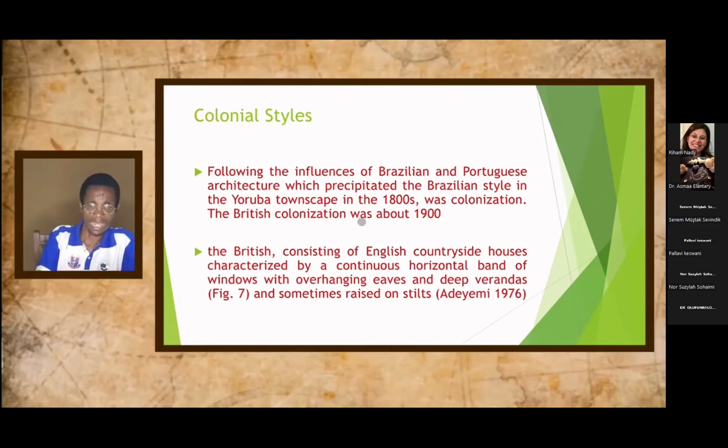The British colonization was about 1900. The concept of the British colonial houses are normally characterized by continuous horizontal band of windows and overhanging eaves.